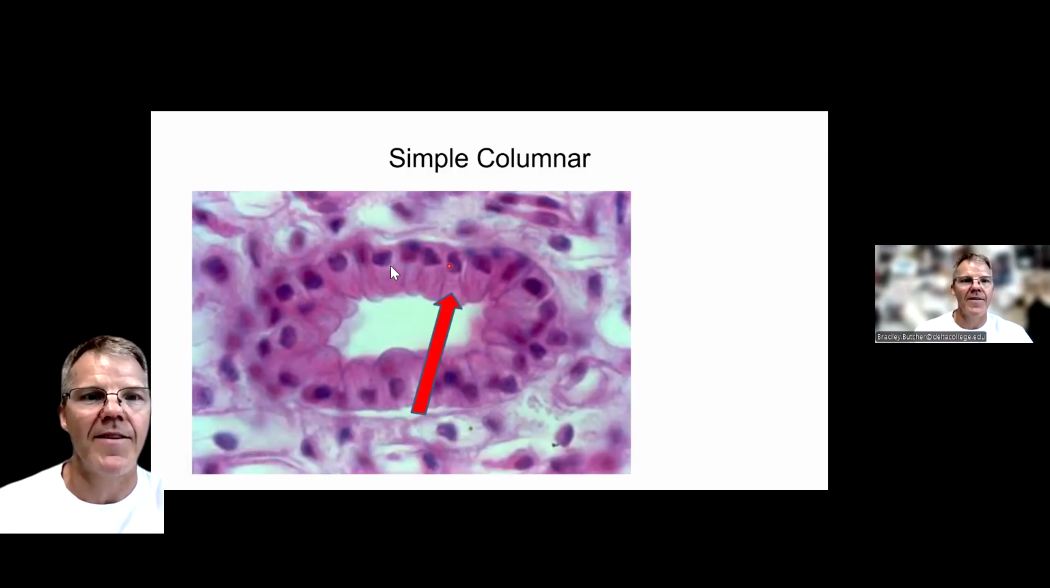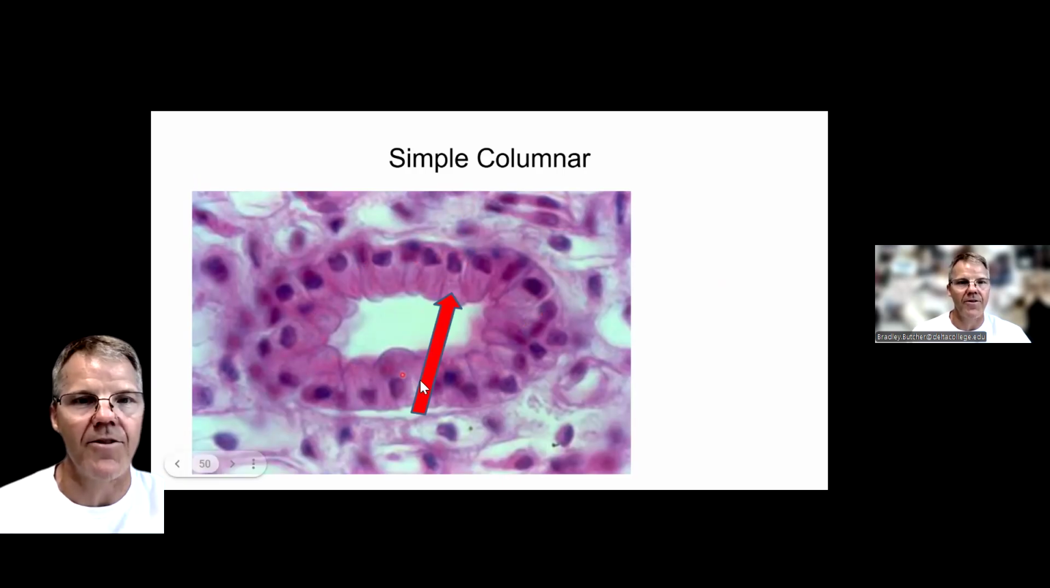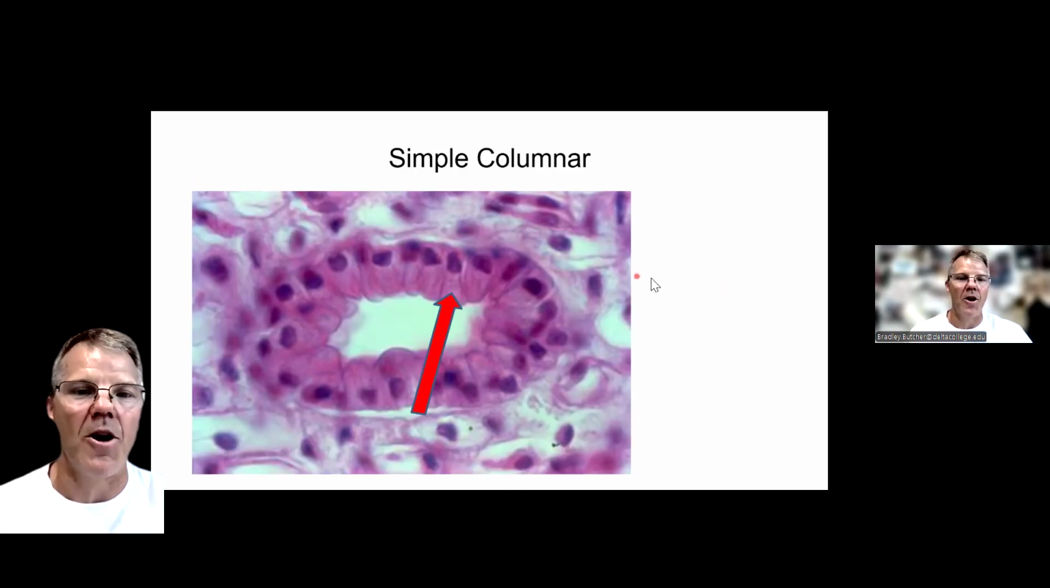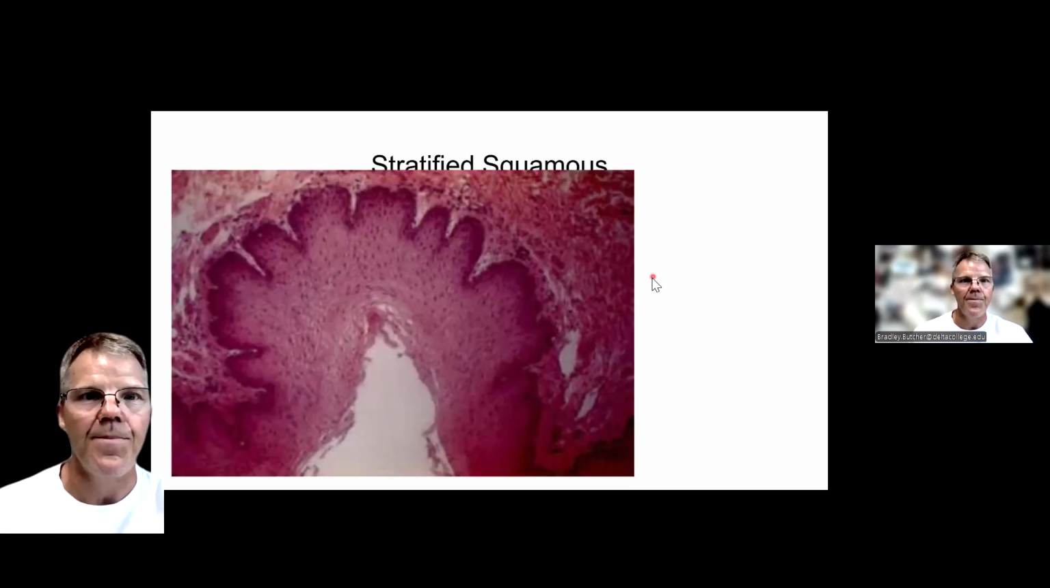Here we have another tube. This time, look at our cells. They're long and narrow, and again, just one layer. They're connected next to each other, so on the lateral surface, they're next to each other. So these would be examples of simple columnar epithelial tissue.